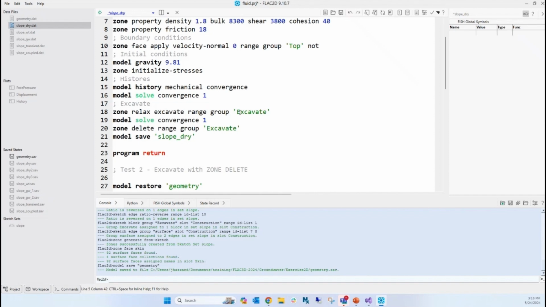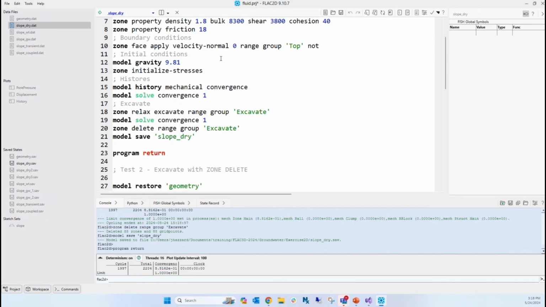Then we excavate that piece using this zone relaxed excavate command, range group excavate, and we solve again. We delete that piece, because remember the zone relaxed excavate command actually just reduces the modulus and so on. We can just get rid of it altogether here by deleting that group, and then we save it. So we can just run this part here.